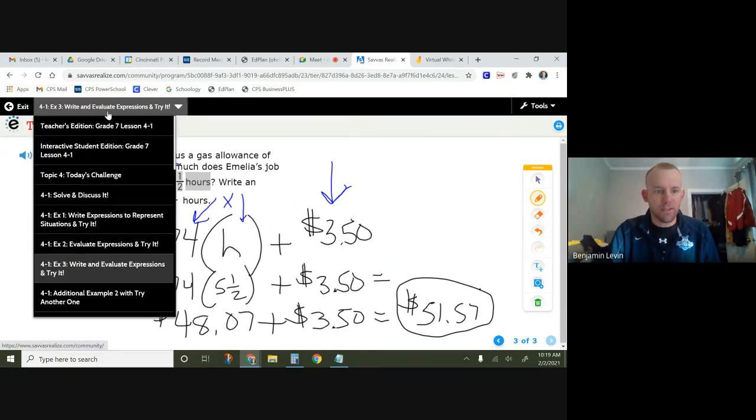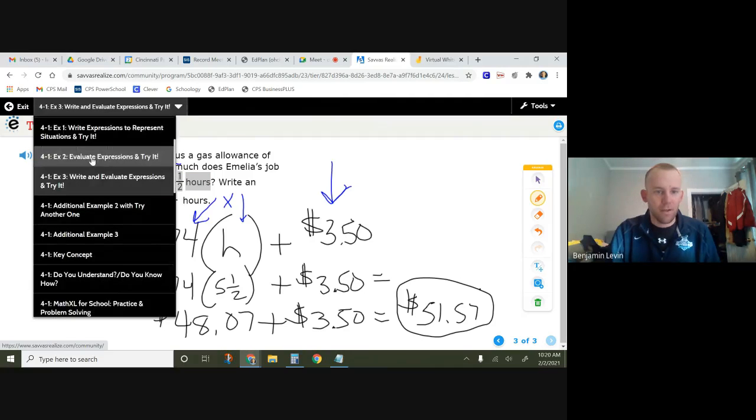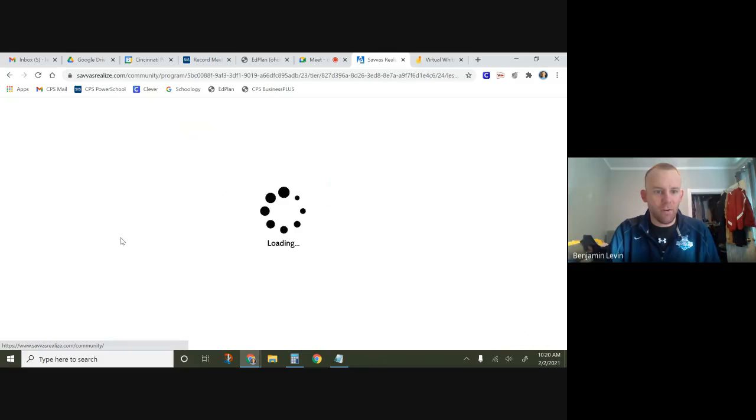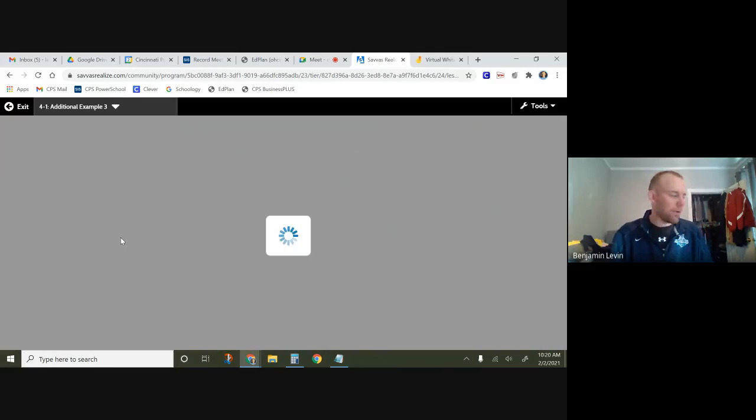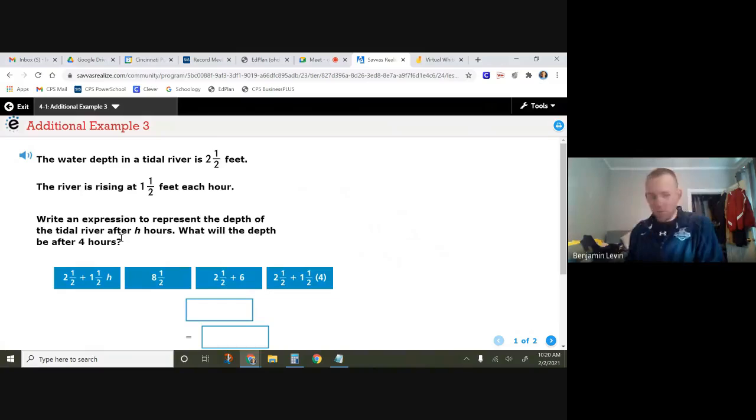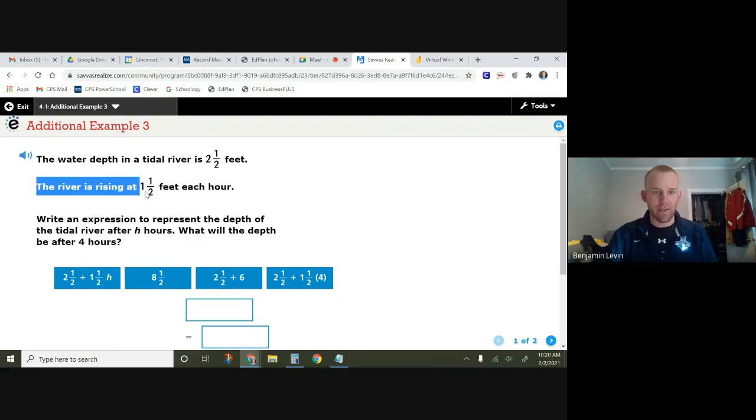All right, let's see what else we got here. Let's try one more problem and we will wrap up the day here. The water depth in a tidal river is 2.5 feet. The river is rising at 1.5 feet each hour. Write an expression to represent the depth of the tidal river after H hours.